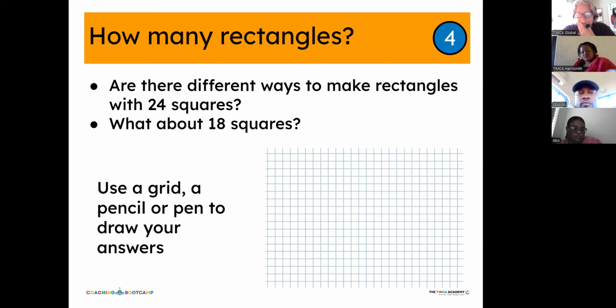Where there's lots of different ways of doing it. And they draw and they work through from 1 all the way through and make sure they've got everything. And then obviously, if you want to make it into a pair thing, they can talk to each other about their thinking. They can talk to each other about various things that they've done on the paper.